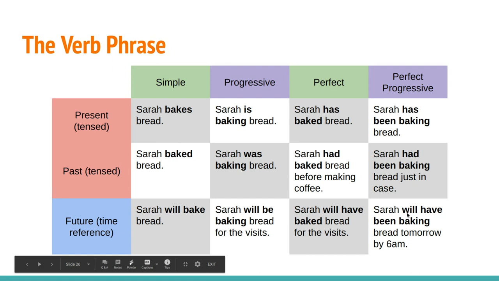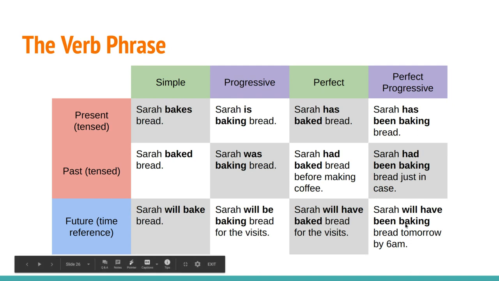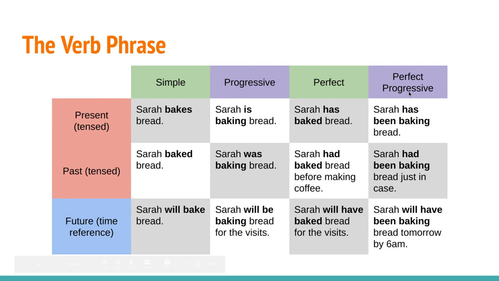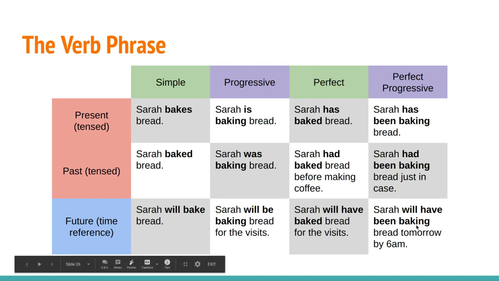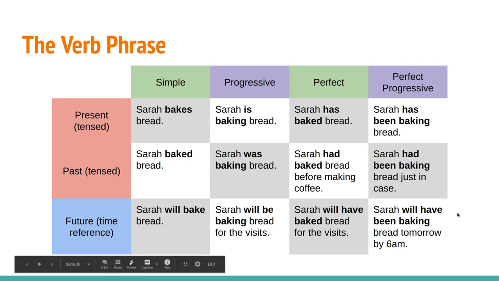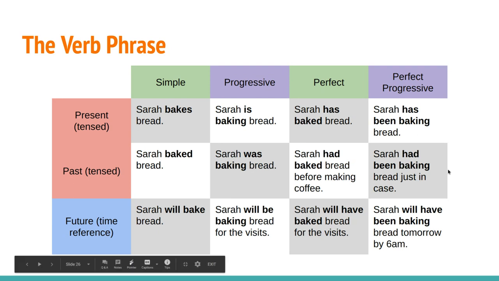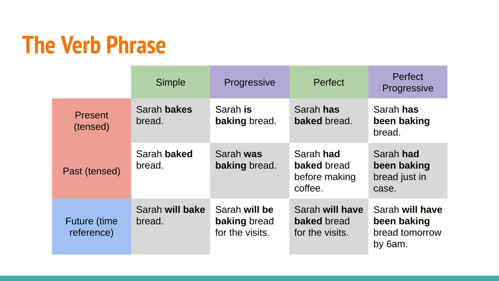What we have here is the modal to form the future time reference, the have for the perfect aspect, been for the progressive aspect, and baking for the main verb of the progressive aspect with the ing. Of course, been takes the participle form because we have the perfect aspect here. So we'll have been baking bread tomorrow by 6. If you want to translate it into Spanish, you would say something like habrá estado horneando. Okay, something like that would be.